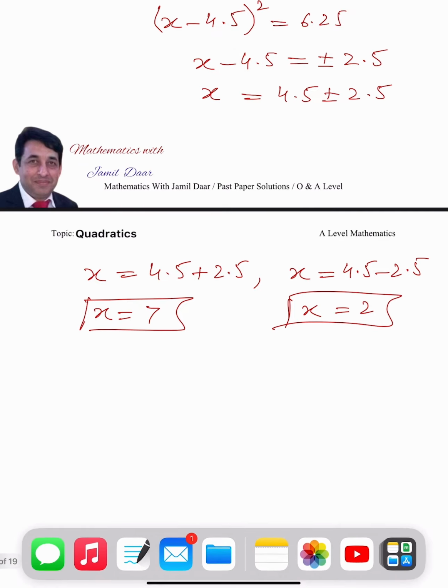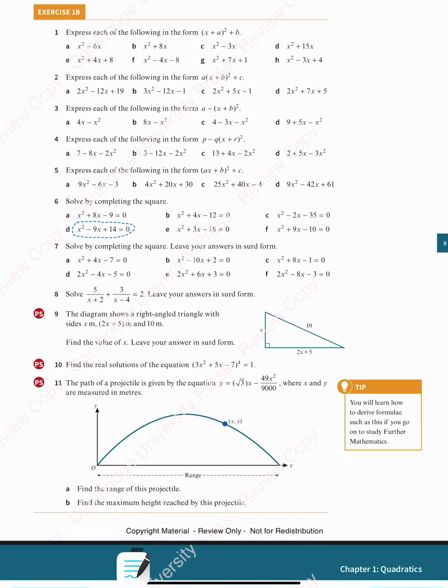So go back to the exercise. Next question is question number 7. They are saying solve by completing the square. Leave your answers in surd form. If you are given that, leave your answer in surd form, or they are saying that give your answer in exact form, or the exact answer is required, then you are not going to use the calculator to change it into decimal form, or round off your answer. That would become wrong, because that would not be the exact answer.